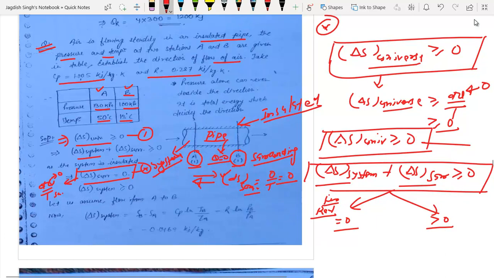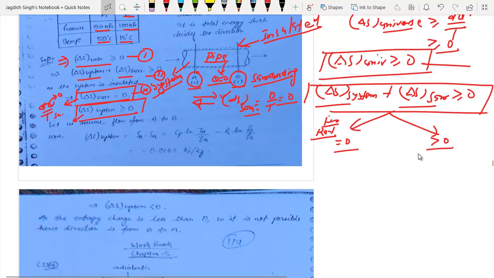So if you put this value in this equation, let us call it equation number 2. In this condition, what do we find? Del S system is greater than or equal to 0. Now we have to check the value of del S of system, and after calculating this value, we will be able to find out in which direction the air is flowing, whether the direction we assumed in this process is possible or not. So we have to find the del S of system, right?